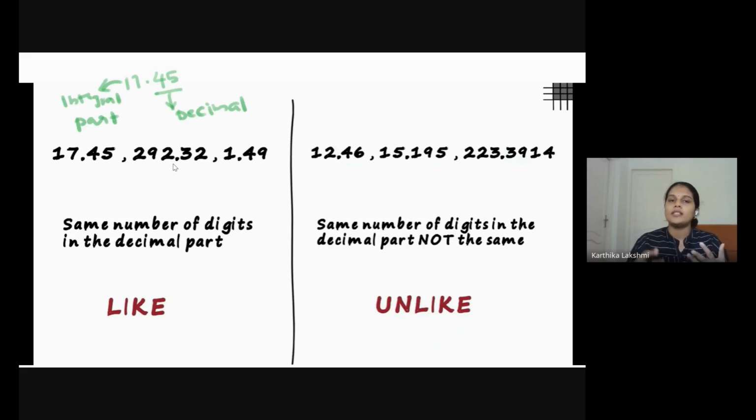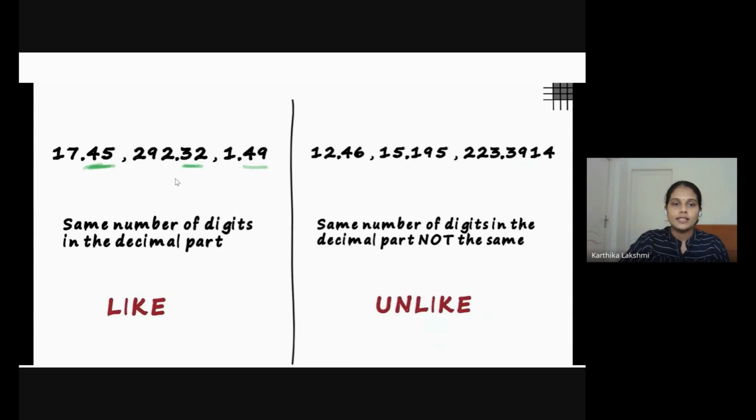Basically we're going to talk about the decimal part in this definition. I'm going to read the definition here. Like decimal fractions have the same number of digits in the decimal part. Here are three numbers: 17.45, 292.32, and 1.49. In each of these, this is the decimal part. Count the number of digits: 4 and 5, two digits. Here also two digits. Here also two digits.